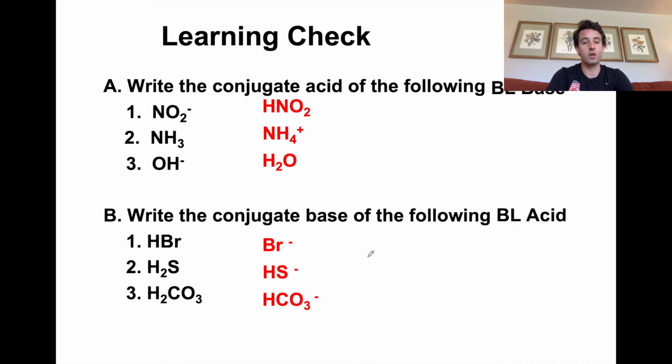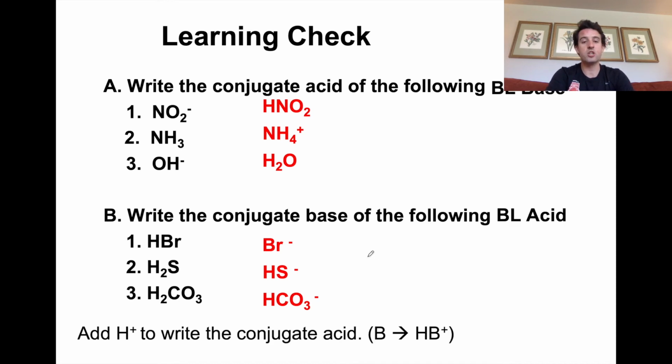at a time. So H2CO3 doesn't just become CO3 2 minus, it becomes HCO3 1 minus, because you're only losing one H at a time. That's tricky. Students sometimes don't understand that. They sometimes just think, oh, I get rid of all the H's. You only get rid of one, or you only add one.